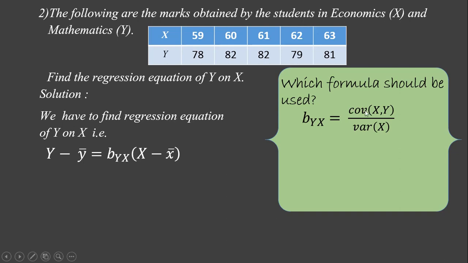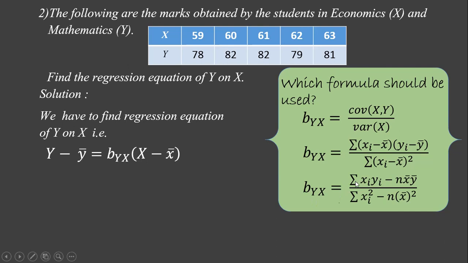Byx is equal to covariance between x and y upon variance of x. This is summation xi minus x bar into yi minus y bar upon summation xi minus x bar to the square. And this is summation xi yi minus n into x bar y bar upon summation xi square minus n into x bar to the square. Now out of these three, which formula do we have to use?